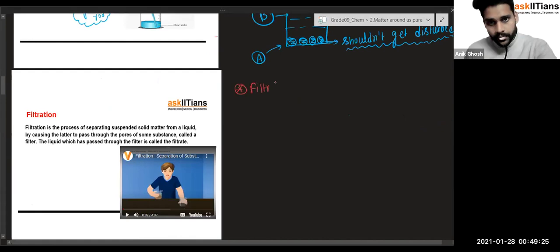I think this is the most common method that we use in our everyday life. So I think you know about filtration. So what is happening in filtration? When you are separating the tea leaves from your tea, what do you do? You just take a sieve plate, isn't it? You just take a sieve plate like this.